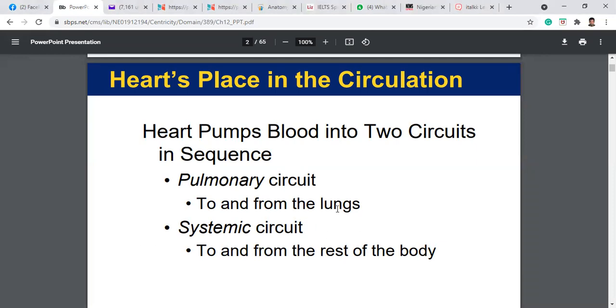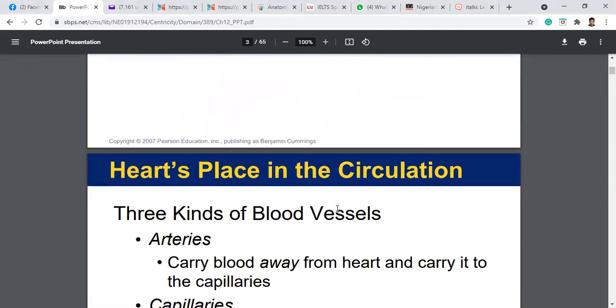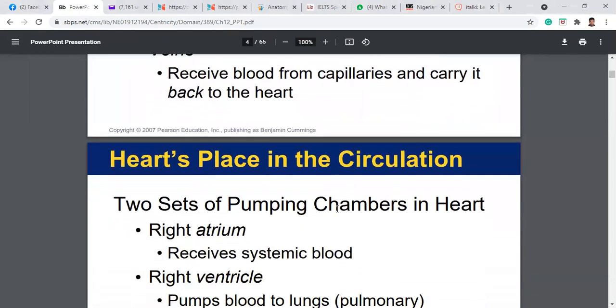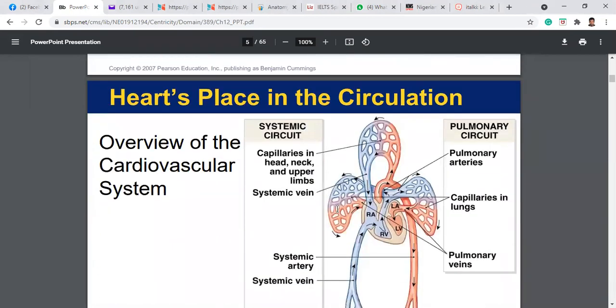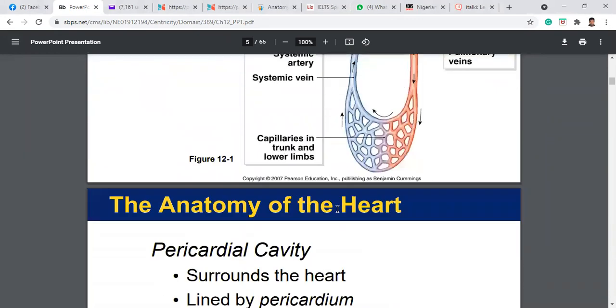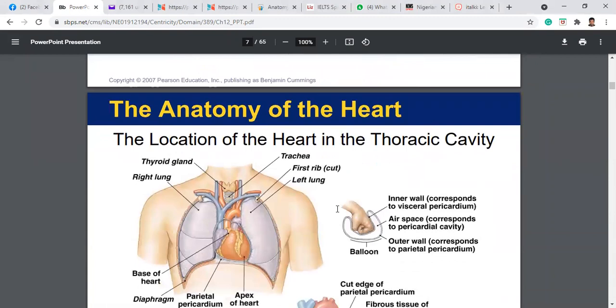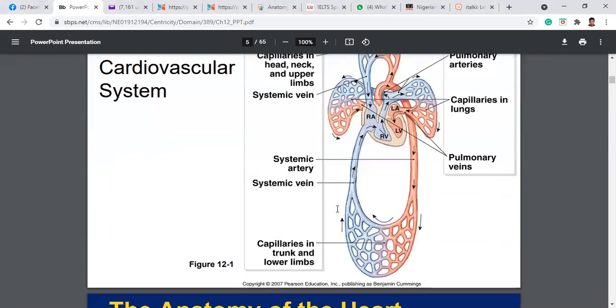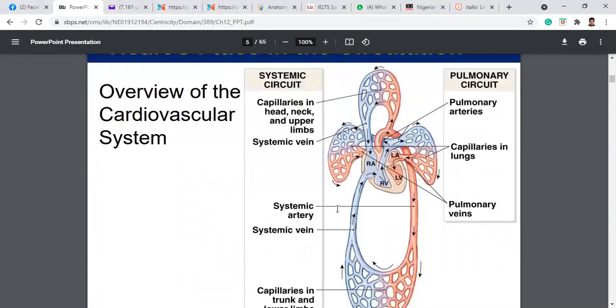But before I explain the systemic circuit, let me see if I can show you a diagram that explains it. Okay, maybe I can use this diagram. Or let me see if I can find a better diagram. Okay, let me use this one. I think I have another diagram. Let me use a better diagram. Maybe that will be easier for you.